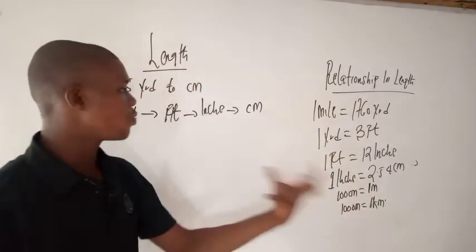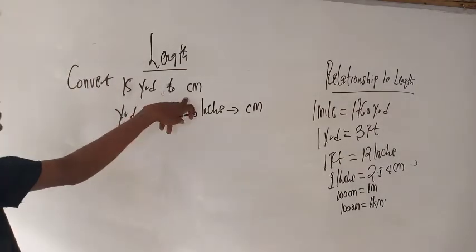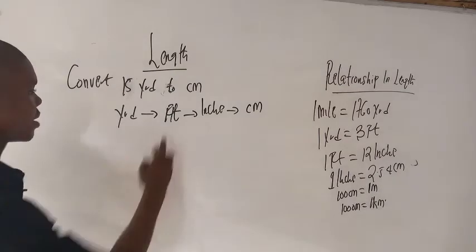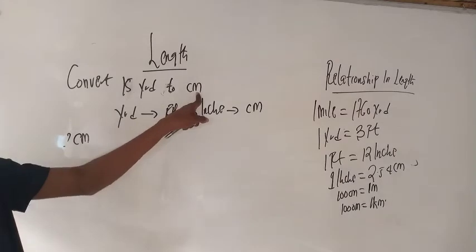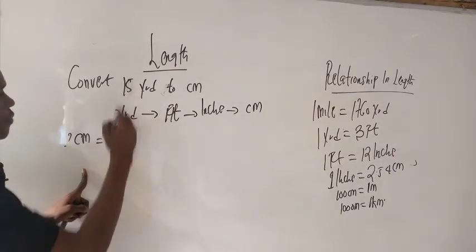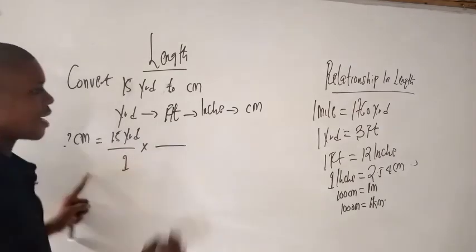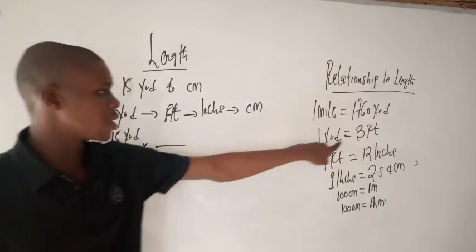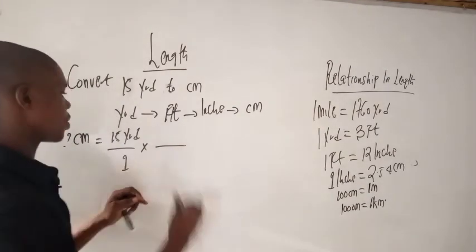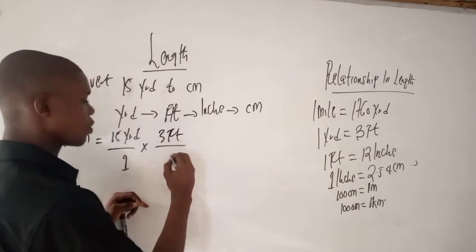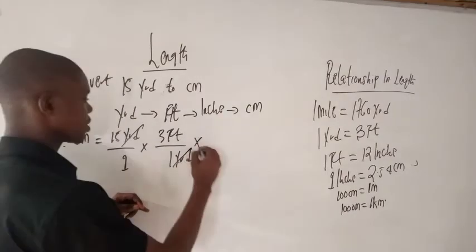So this is what you're actually working with. You're going to write a mathematical statement to solve it. Centimeter, because we are converting to centimeter, equals 15 yards over 1, times. Now the first one: 1 yard equals 3 feet. So yard will be at the bottom, 3 feet at the top. So we have 3 feet over 1 yard, and yard and yard cancel out.